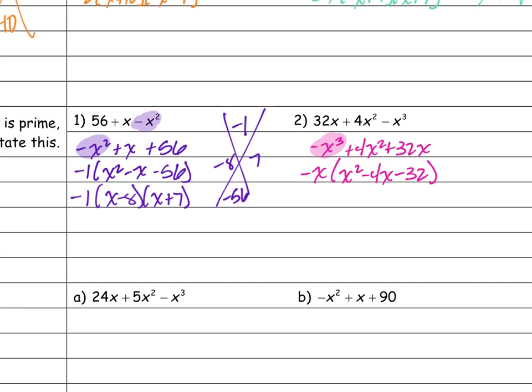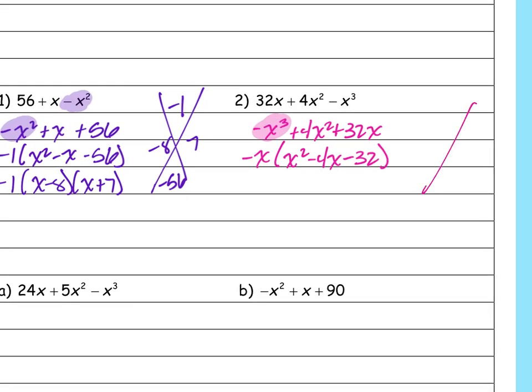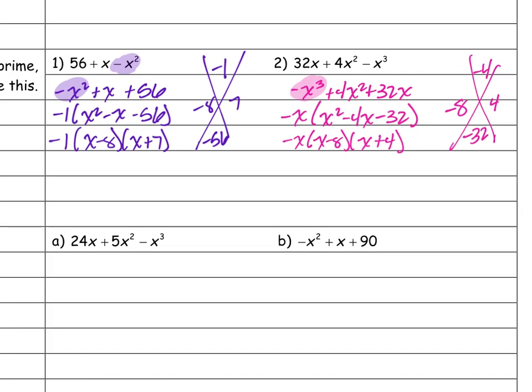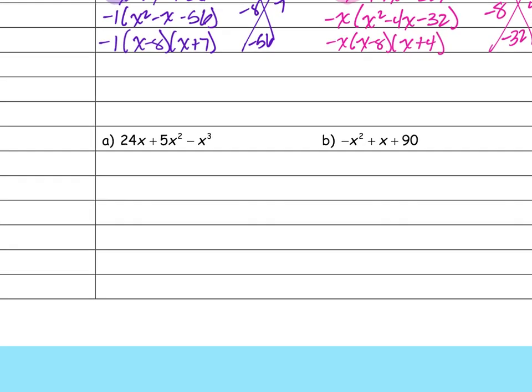And then I need two numbers that multiply to be negative 32 and add to be negative 4. I think that's going to be 8 and 4. And then because I need it to add to be a negative 4, it should be negative 8. Okay, so negative x times x minus 8 times x plus 4. Questions? Okay, so I'll give you another couple minutes to do A and B.